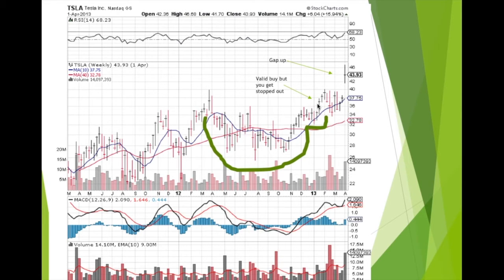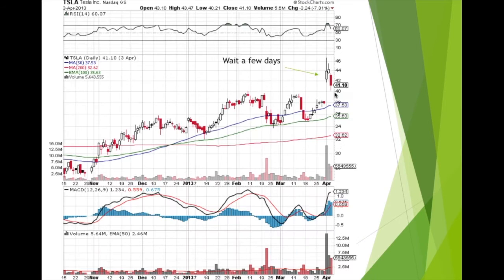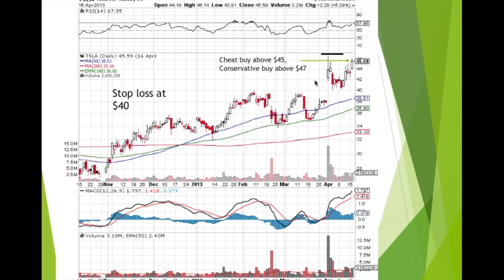You could buy it on this day and then you probably get stopped out around here. It's part of trading. I don't forget about a stock because I get stopped out. I keep it on my watch list. Now when it gaps up, it's a little too extended. So this is why I don't buy on the gap up day. You get stuff like this over the next coming days sometimes. So I'm going to wait for the high of the gap up day to be taken out.